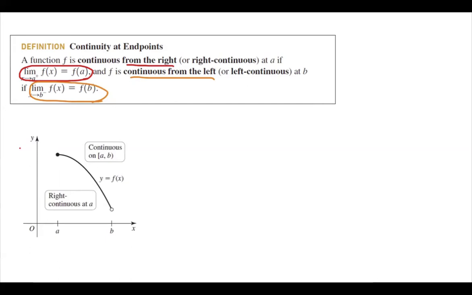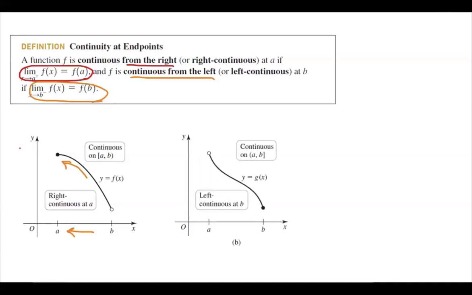Visualizations for you. Here, your function has right continuity at a. Take a look. If you're getting closer and closer to a from the right-hand side, the limit from right is equal to the y value of the function. For this one, you have continuity from the left-hand side. Here, when you're getting closer and closer to b from the left-hand side, the y value of the function and the limit from left at b are equal to each other.